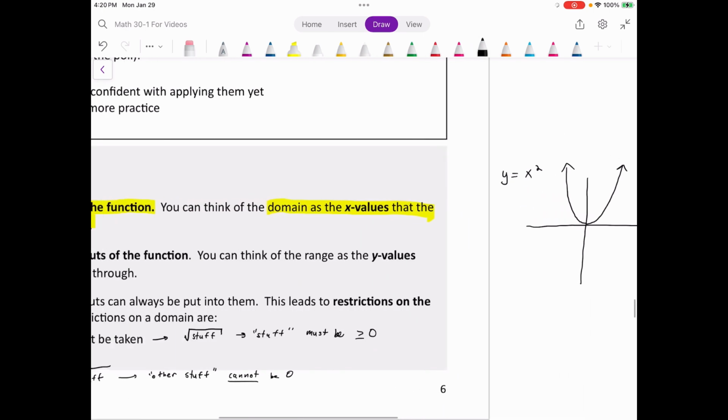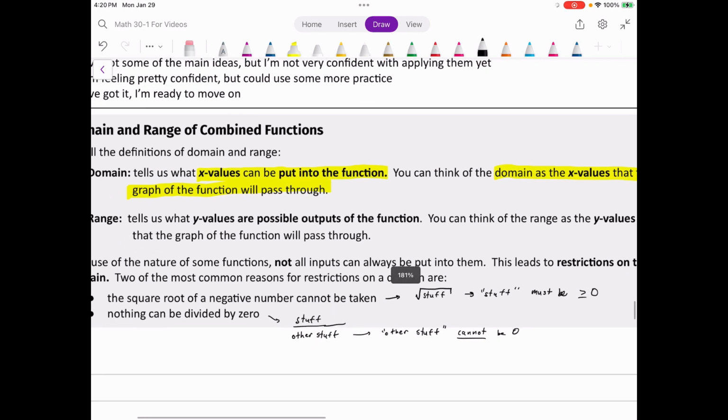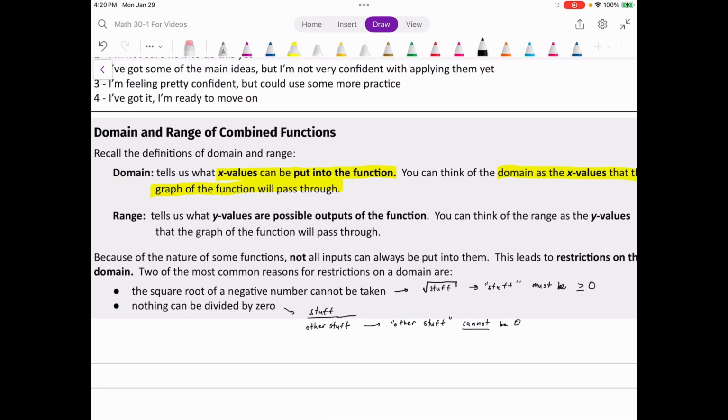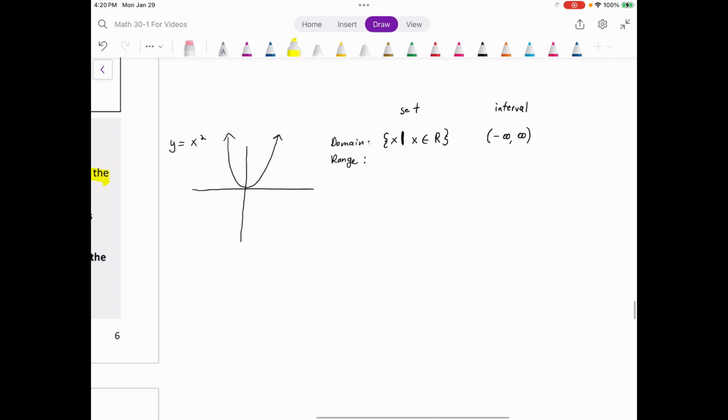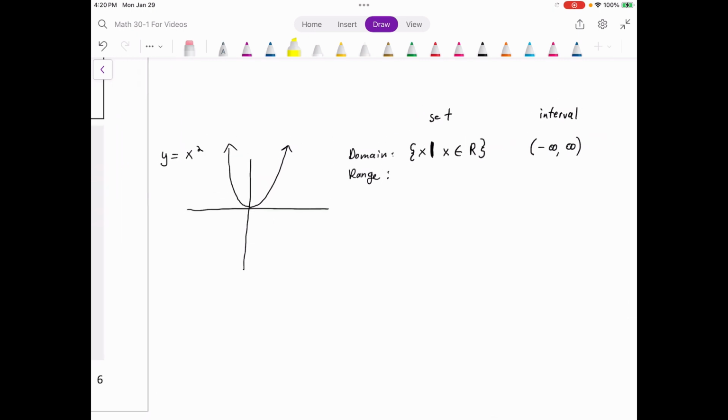Now the range. We've talked about the x's. You probably recall, range tells us what y values can come out of the function. So you can think of the range as the y values that the graph of the function will pass through. Going back to our example, and again, this is just for y equals x squared. We'll see lots of different types of functions, but just dipping our feet back into the idea of domain and range here, what would be the range of y equals x squared?